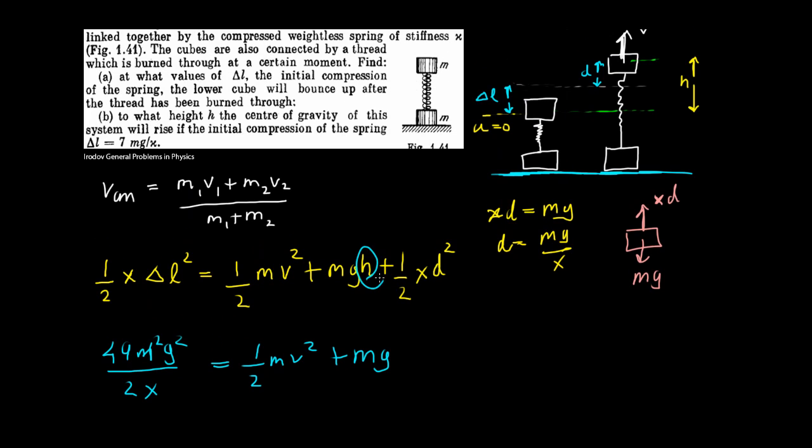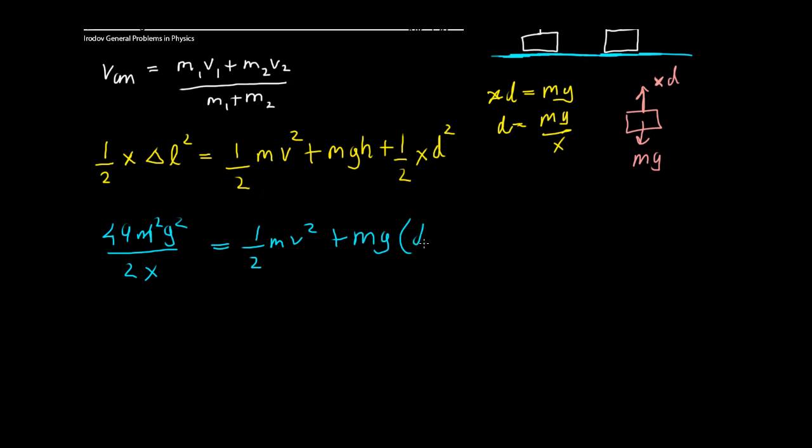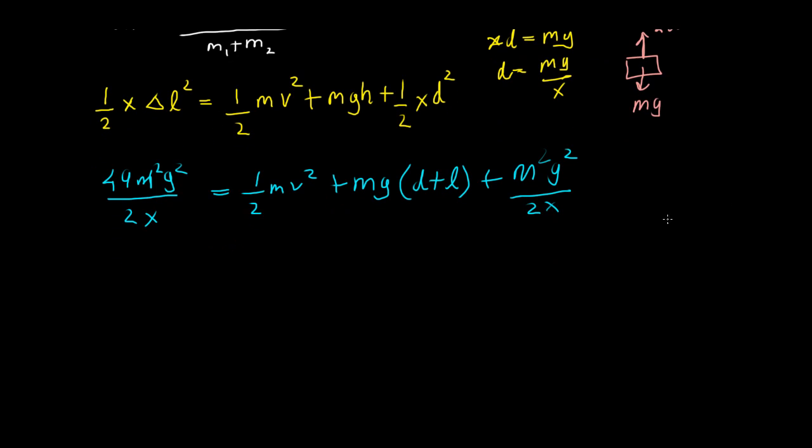And I also want you to see that h is nothing but d plus delta L, right? You can see that geometrically, so it is d plus delta L. If you substitute d here as mg by k, we have that here. So if you substitute it, you'll get m squared g squared over k squared, but we have a k here, so you get m squared g squared over 2k, right? So let us bring this to the left hand side.